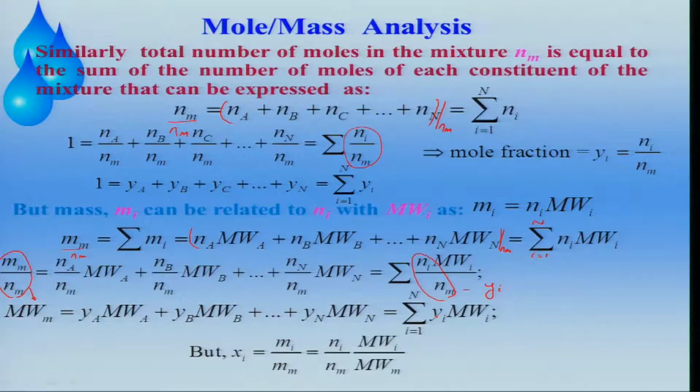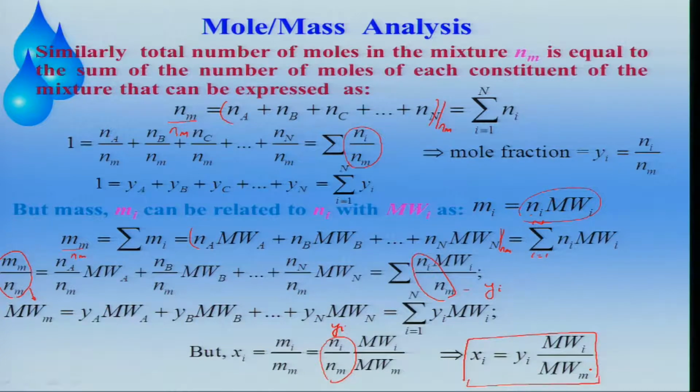But Xi we know by definition is Mi by Mm, and we know that Mi is nothing but Ni MWi, and this is nothing but Yi. So, I can write that Xi is equal to Yi MWi divided by MWm. That means, if I know the mole fraction, I can find out the mass fraction, provided I know the molecular weight of the particular species and also the molecular weight of the mixture. That means these can be related to one another by the following expression. This is a very important expression you should keep in mind.